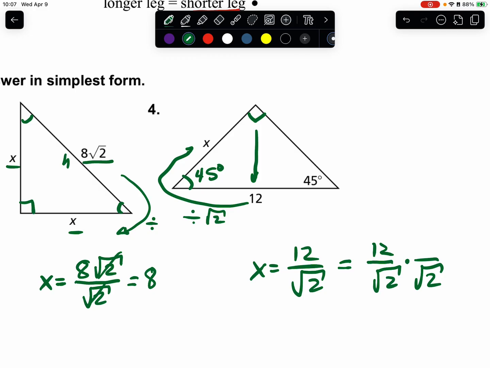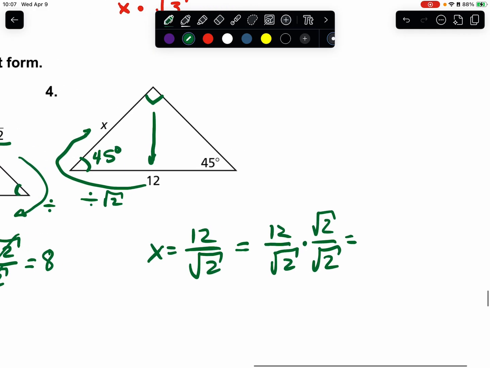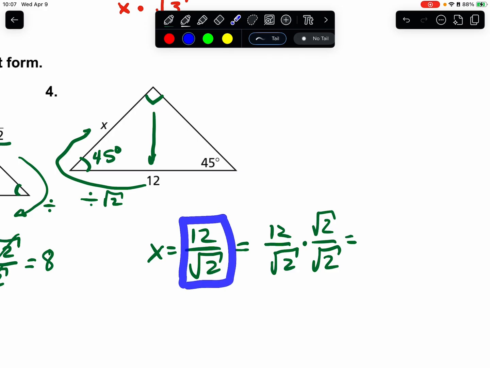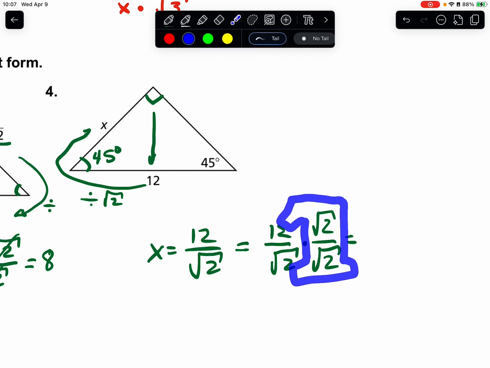First of all, to get rid of the radical in the denominator, we're going to multiply by another radical 2. And to be fair, we have to multiply the top by radical 2. Notice this here is just 1, okay? I'm not changing what this is, I'm just changing the way it looks by multiplying by a fancy version of 1. Does that make sense?